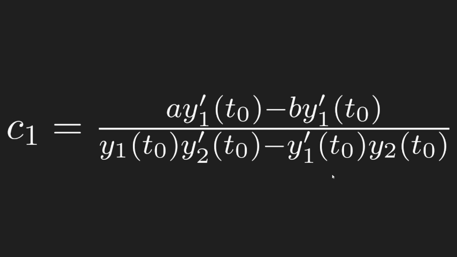Just pay attention to the fact that this denominator right here is our Wronskian formula. So if our Wronskian equals 0, then this is undefined, and we lose one of our arbitrary constants. That is the reason why our Wronskian can't equal 0 for two functions to be considered worthy for the general solution, right?